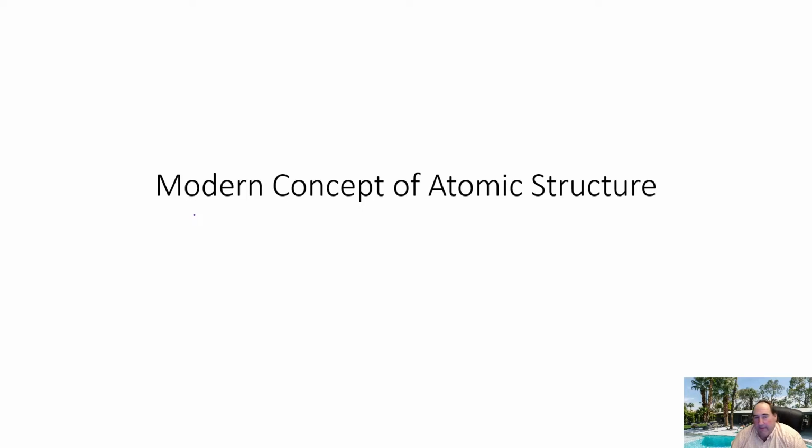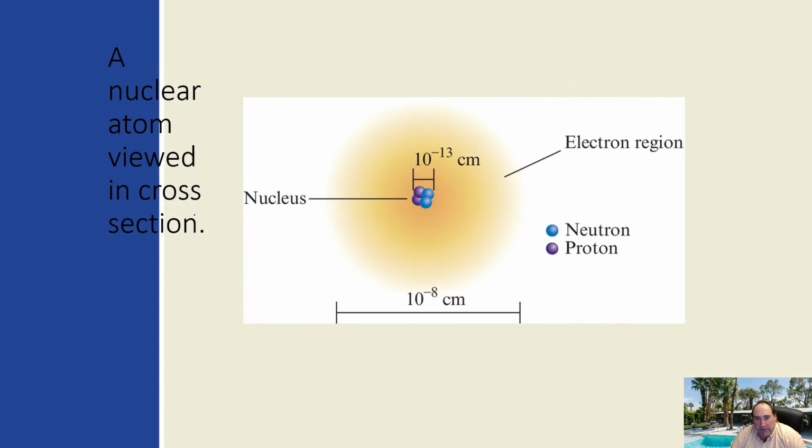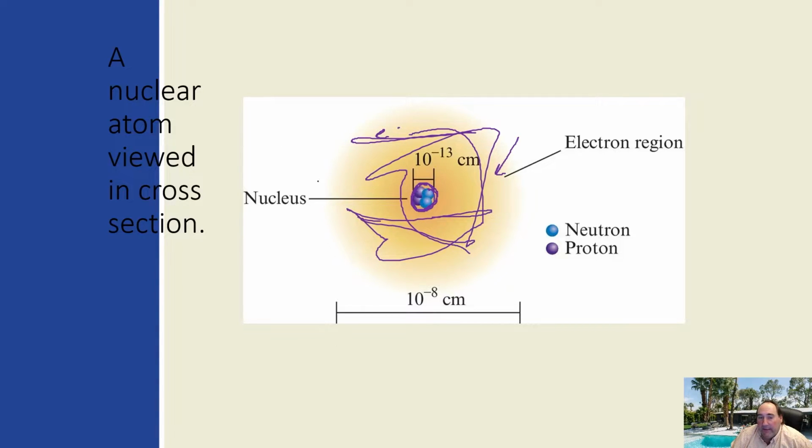All right, so let's talk a little bit about modern concepts of the atomic structure. This is a sort of cross section, if you will, of the idea of the atom. Again, we have our very small volume that is our nucleus here with our protons and our neutrons. This yellowish smear in this picture is basically that empty space. And this is sort of where we expect our electrons to be randomly flying around in.